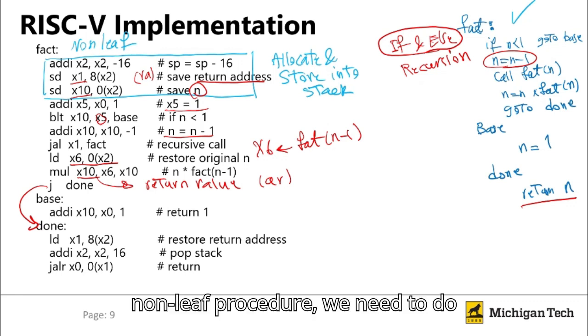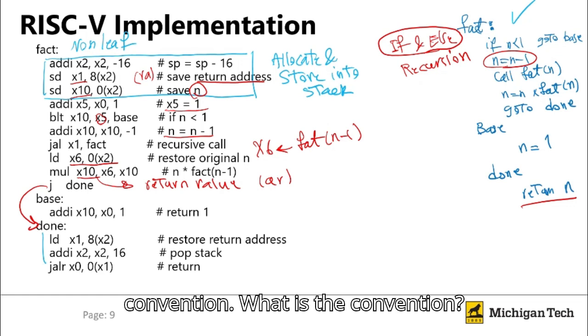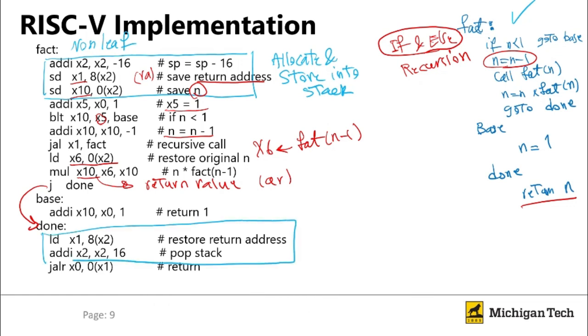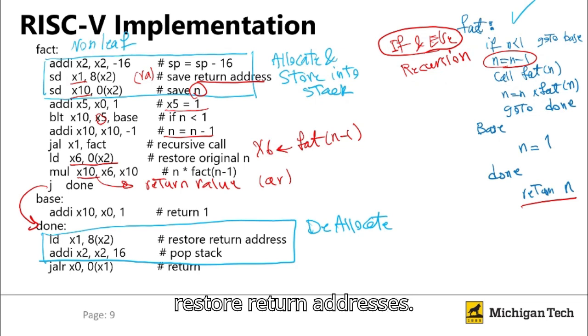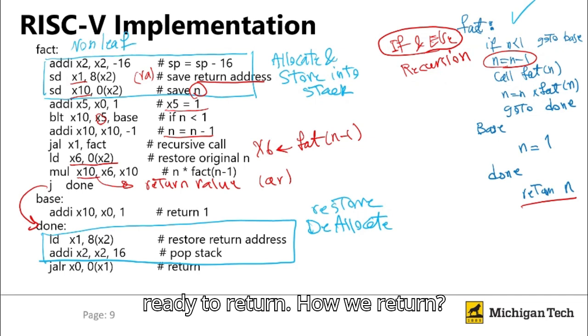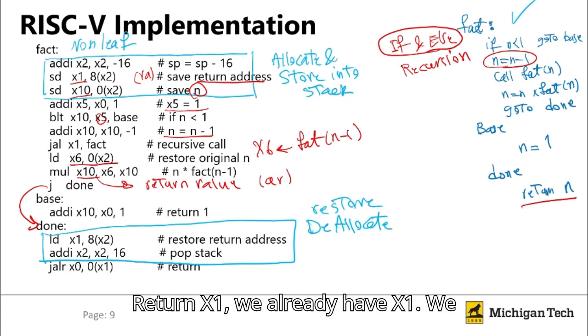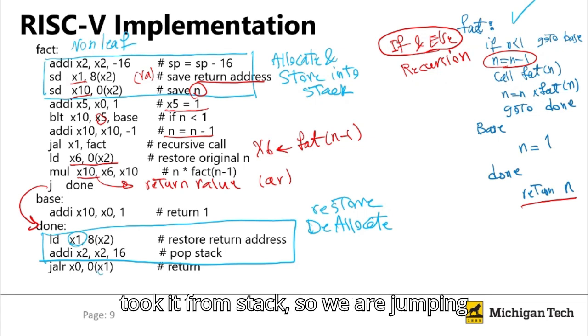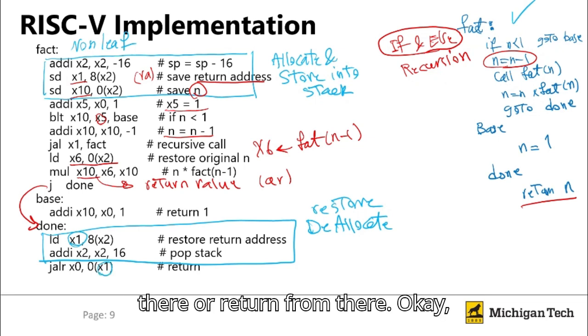it's a non-leaf procedure, so we need to follow the convention. What is the convention? We actually deallocate the stack and restore return addresses. We do restore and deallocate, and we are ready to return. How do we return? Return x1. We already have x1. We took it from stack, so we are jumping there, or returning from there.